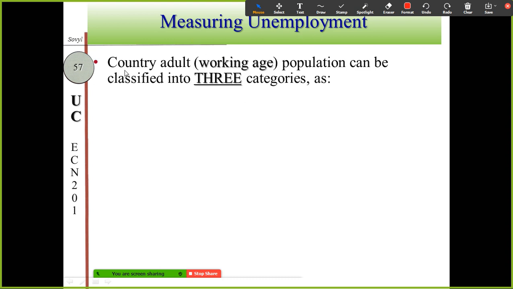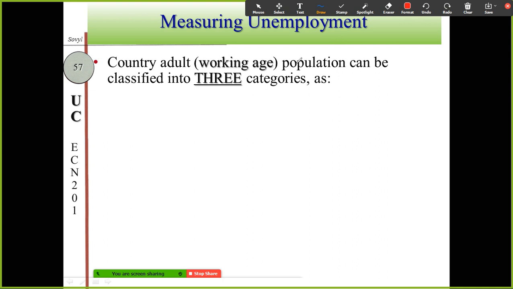Measuring unemployment. In a country, the adult population or working age population can be classified into three categories or three groups. Okay? Adult normally means 16 and over, 16 years of age and over. This is called the adult or working age population. So people who are age 16 and over are called adult or working age people. For the country as a whole, this is the adult population or working age population.